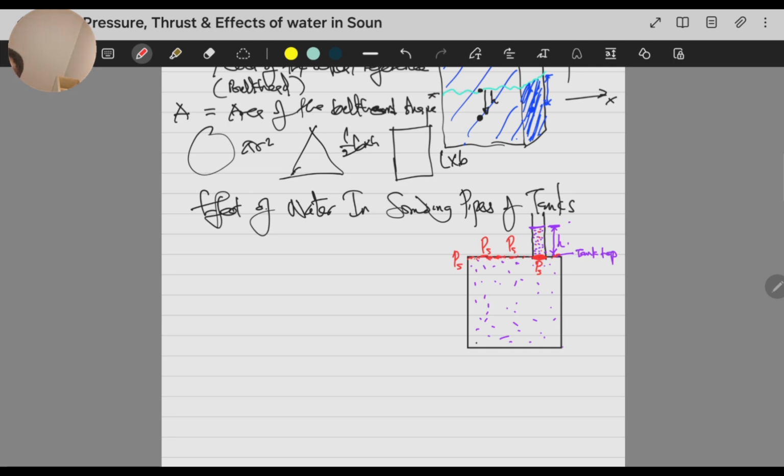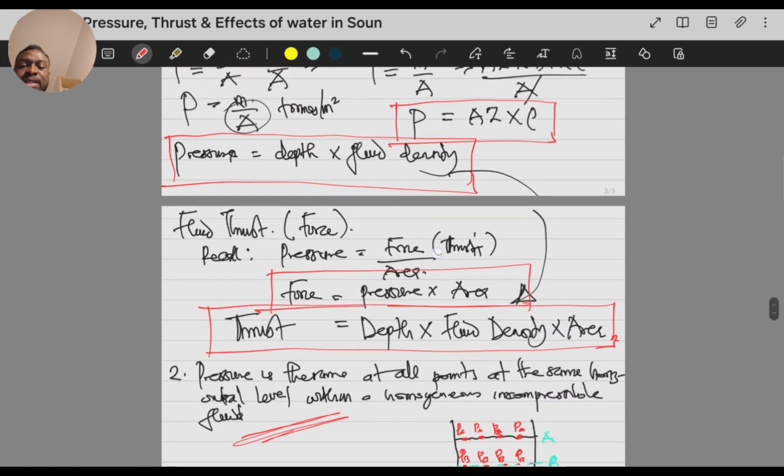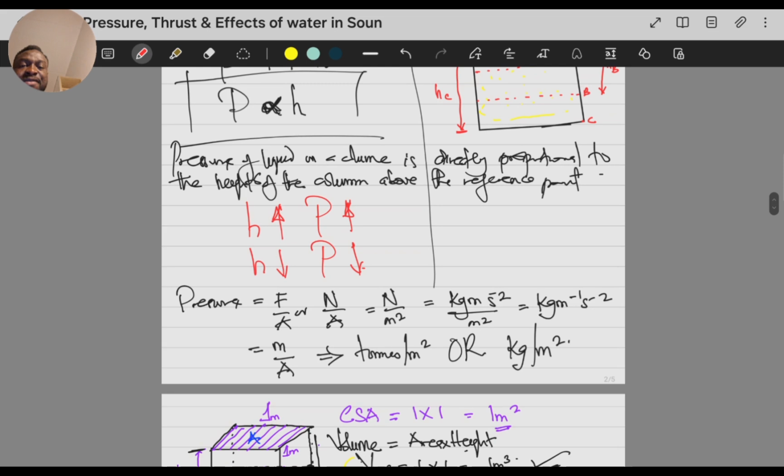So each time we're asked to calculate with a sounding pipe, we have to consider that the pressure at this tank is going to be the depth, which is the H, times the density. And that will be the end of this class. The next class is going to be you applying these things. We have these formulas, this equation, this theory, applying them to questions, solving several questions.